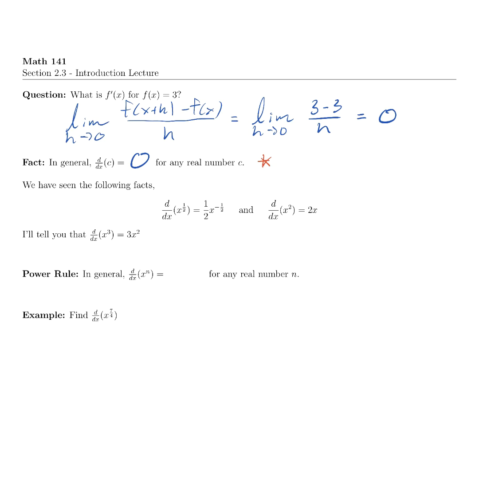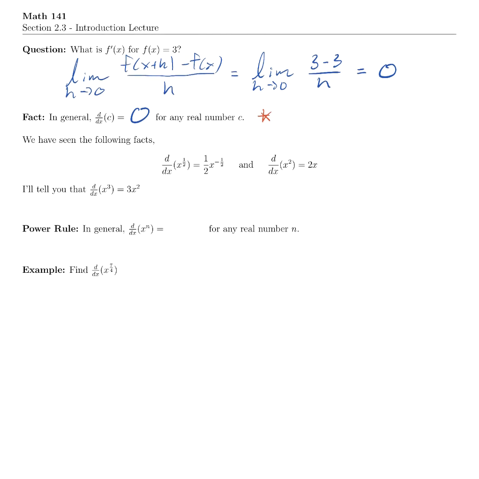Okay, we've seen some facts using the limit definition of the derivative. We saw that the derivative of x to the 1/2 power, or the square root of x, is 1/2 x to the negative 1/2. The derivative of x squared is 2 times x. And I'll tell you one more fact. The derivative of x cubed is 3 times x squared.